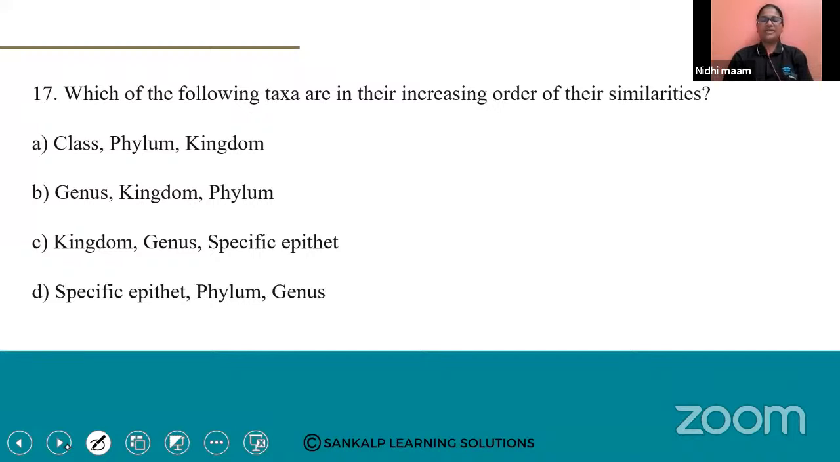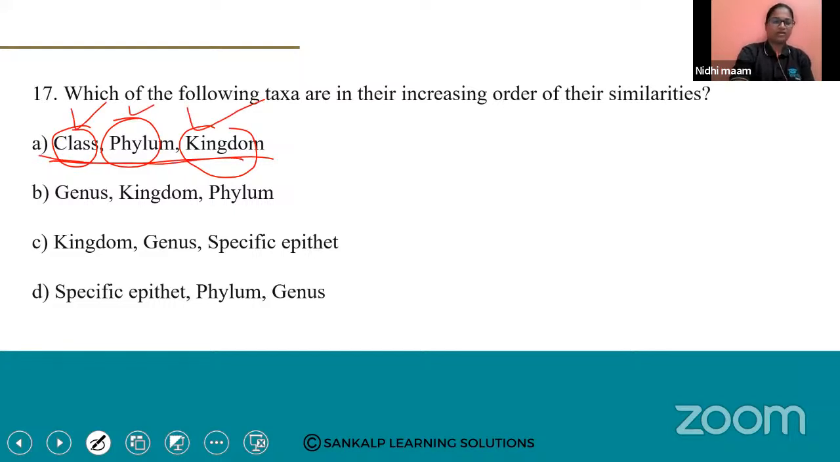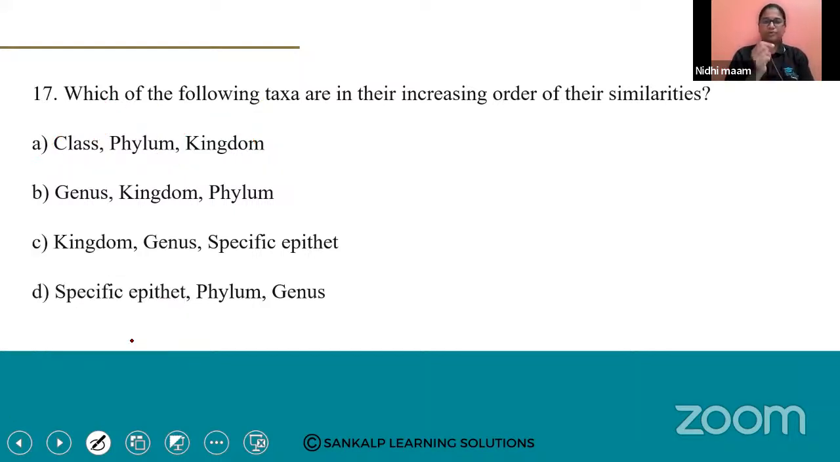Which of the following taxa are in their increasing order of similarities? See, each one is called taxa. Like this, it is called taxa. Each one is called a taxon. Fine. So you have to tell which is in an increasing order.